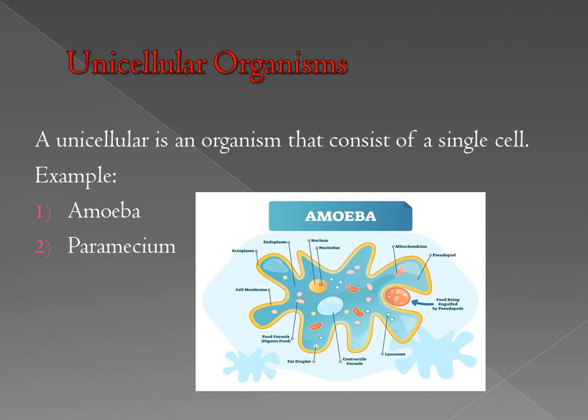This is the diagram of amoeba. You can see these are the main parts of amoeba and that are labeled in front of you. You can see mitochondria, pseudopod, nucleus, nucleolus, endoplasm, ectoplasm. The outermost boundary is called the ectoplasm and the innermost boundary is called the endoplasm. Outermost layer is called the cell membrane, and the inner side is, you can see, food vacuole, fat droplet, contractile vacuole, lysosomes, etc.